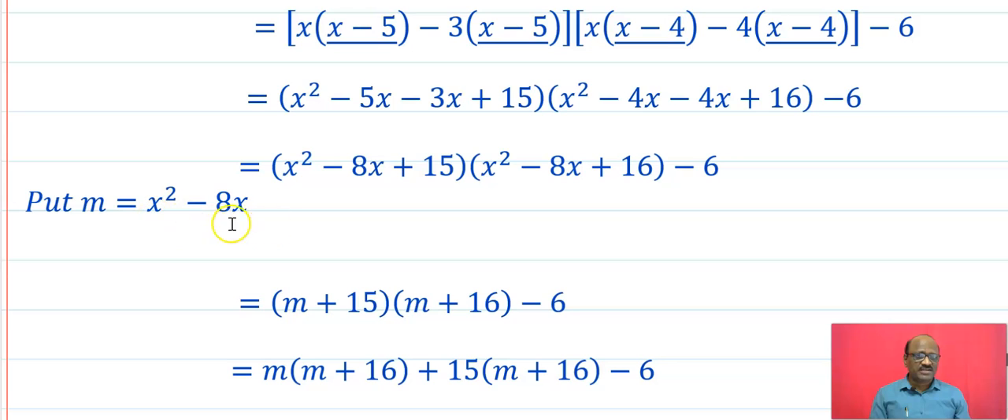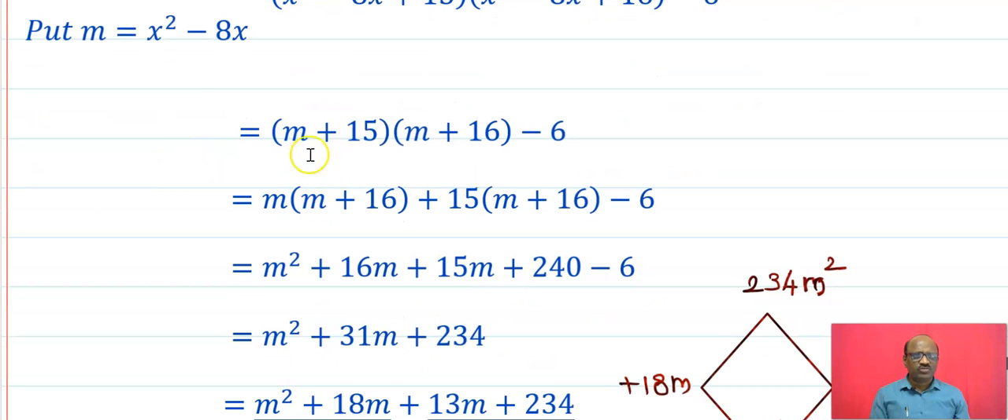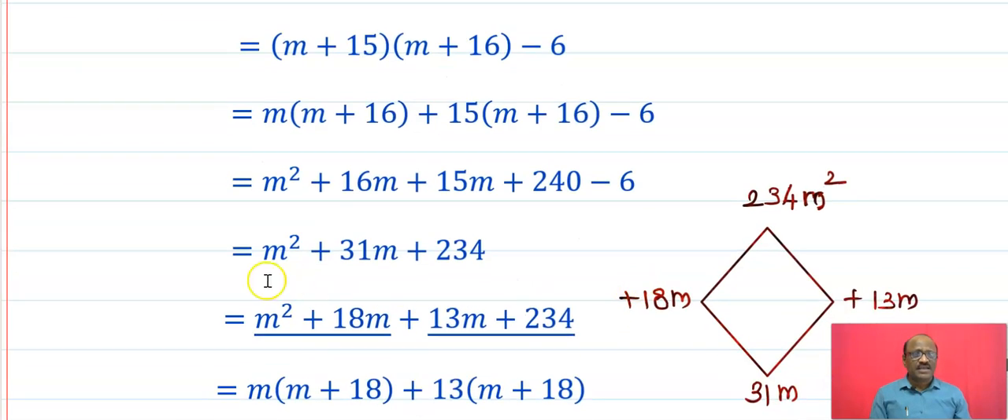For x² minus 8x we treat it as m. Then m plus 15, and in the next bracket also m plus 16, minus 6. Again their product is m into m plus 16, plus 15 into m plus 16, minus 6. That is m² plus 16m plus 15m, and 15 into 16 is 240, minus 6. Overall you will get m² plus 31m plus 234.